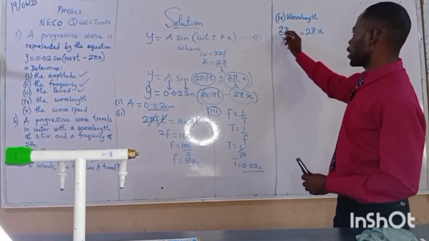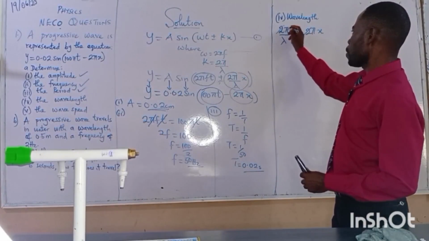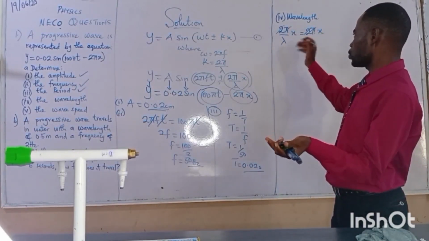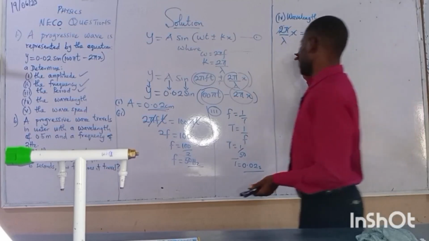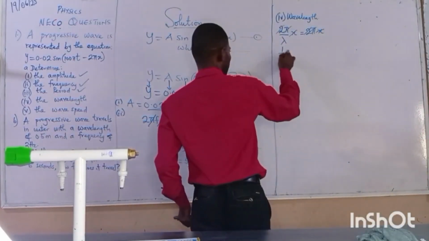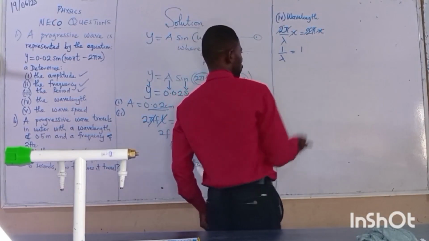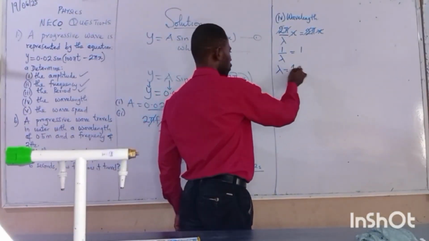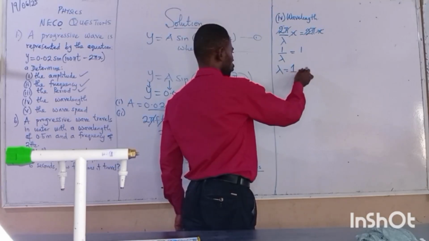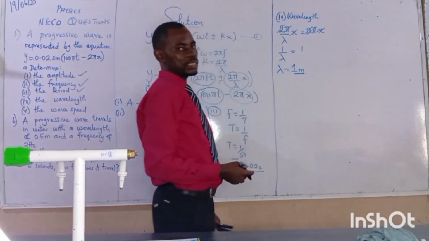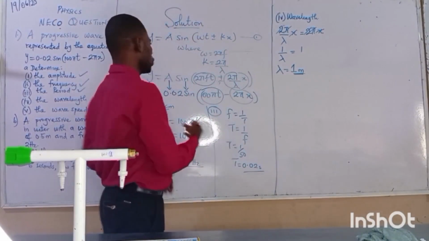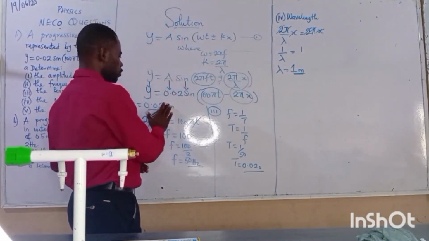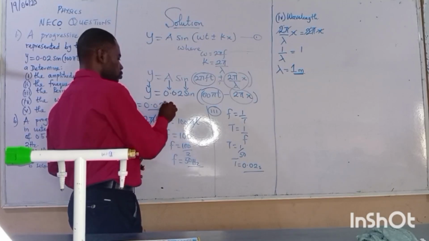Now we go again the same style. 2 cancels 2, π cancels π. What can we use? x cancels x. Indirectly, I'm saying 1 over λ equals 1. If I cross multiply, λ is equal to 1. If it's in centimeter, you write it. If it's in meter, you write it. That's how it is. Depending on the value, if they say you should leave one side in centimeter or meter, we leave it. If they say we should leave this one also in meter, we leave it in meter.